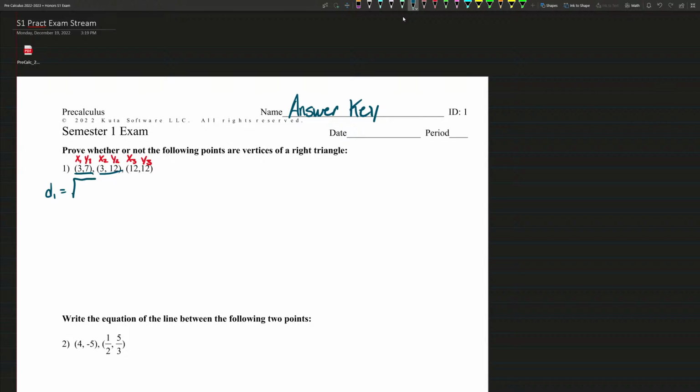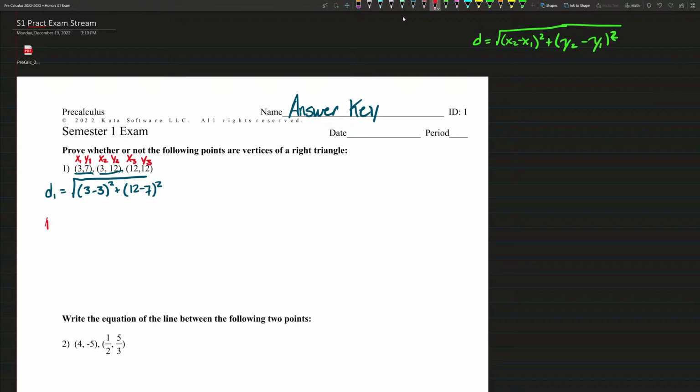That's going to be the square root. And I guess I can write this up top. Distance is the square root of x2 minus x1 squared plus y2 minus y1 squared. So x2 is 3. x1 is also 3. y2 is 12. y1 is 7. I'm just going to leave it like that for a second. I'm going to write everything out first.